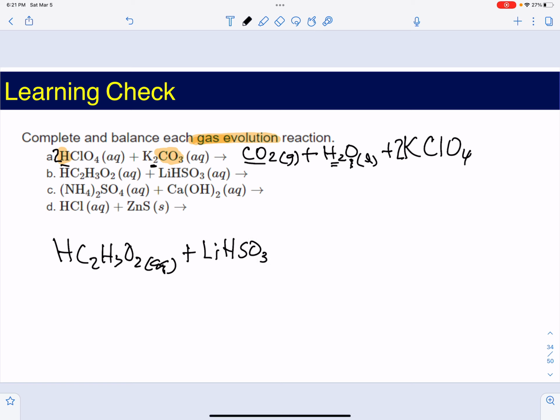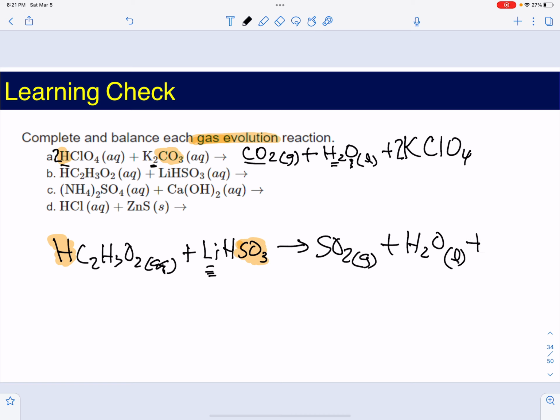So remember, always look for the patterns that I told you. This one has sulfite. So every time you have sulfite reacting with an acid, you're gonna get sulfur dioxide, which is a gas. You're gonna get water, and you're gonna get the resulting salt. In this case, lithium acetate.